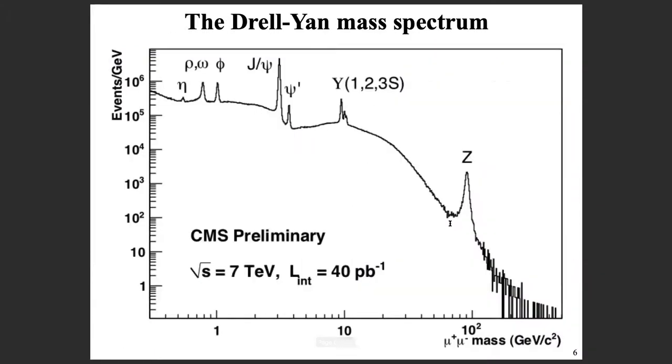All right, now let me move on and let's go back to Drell-Yan. This is the mass spectrum of Drell-Yan measured by the CMS collaboration not so long ago. And of course, what you see in this invariant mass spectrum is that there is a lot of structure.